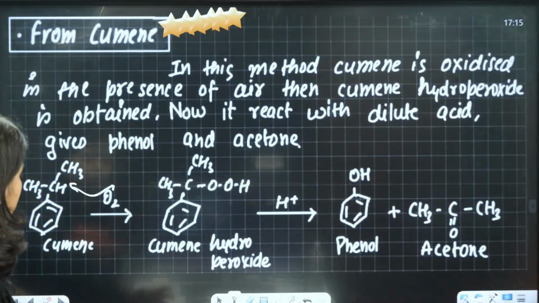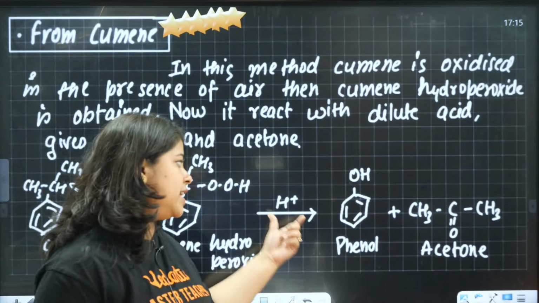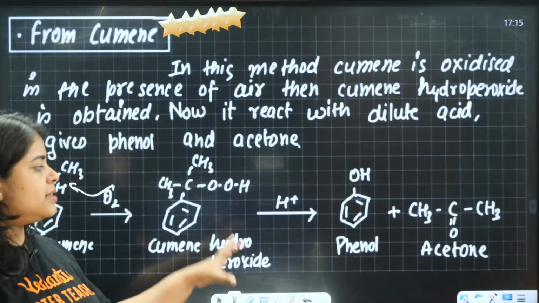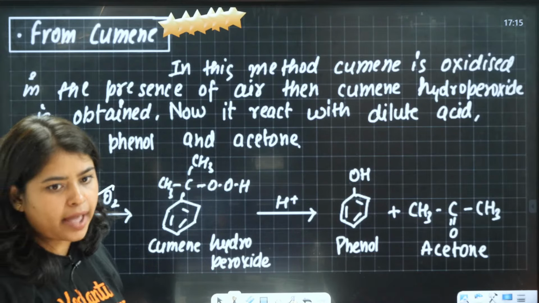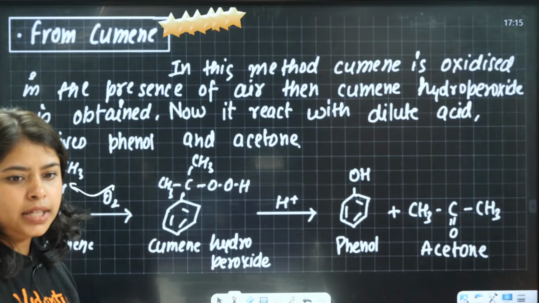Okay, so here you can see cumene, which is also called CH, CH3, CH2. In the presence of O2 we are going to get cumene hydroperoxide, then H plus, phenol plus acetone is being formed. Okay, acetone is being formed. Clear? Did everyone understand?